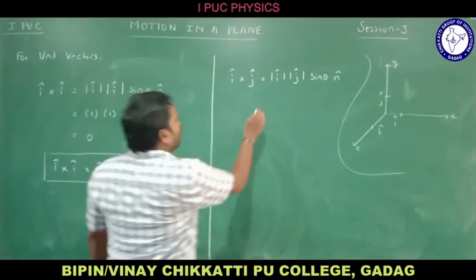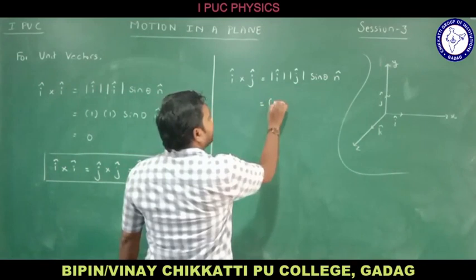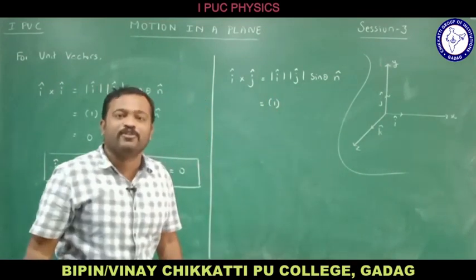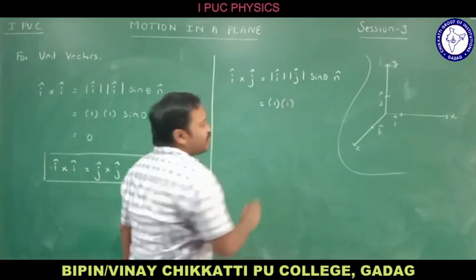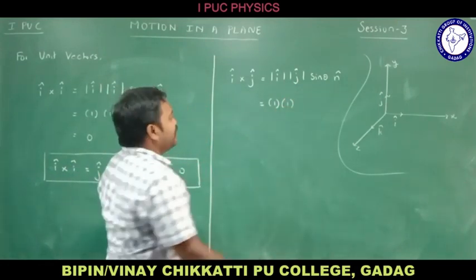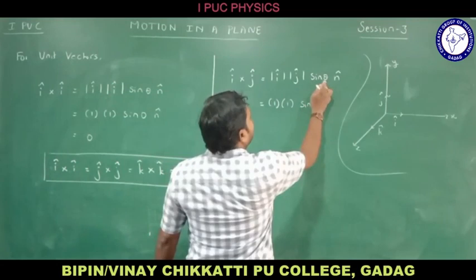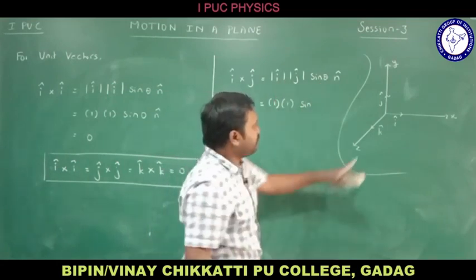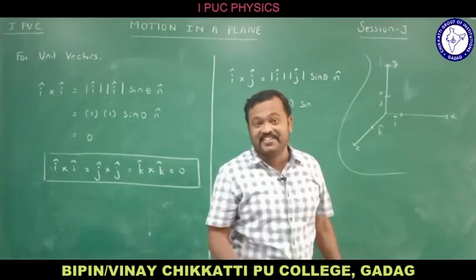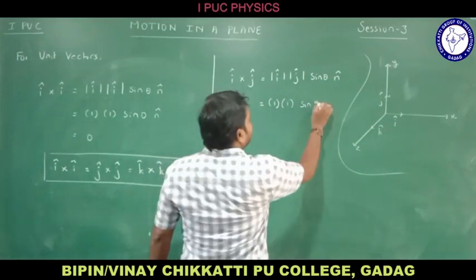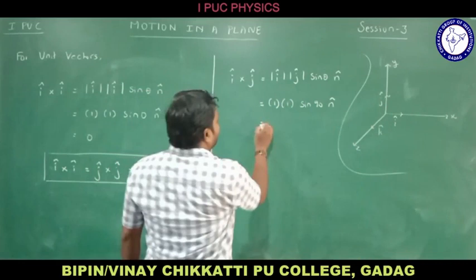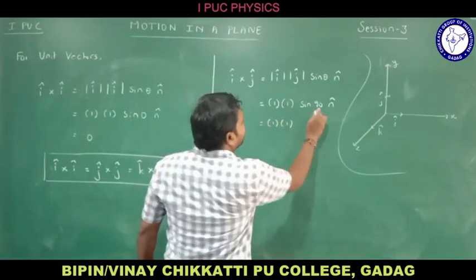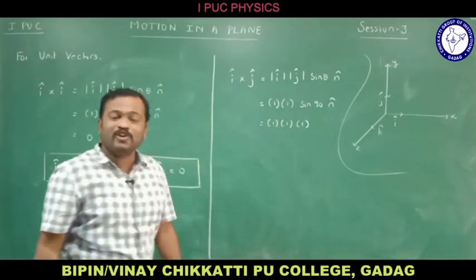So what is the modulus of I? That is 1. That is a unit vector, and the magnitude of a unit vector is 1. What is the modulus of J? That is also 1, the unit vector whose magnitude is 1 again. Then sin theta, where theta is the angle between I and J. What is the angle between I and J? 90 degrees. So that is sin 90, and then n cap. This is 1 and this is 1. What is sin 90? Sin 90 is also 1.